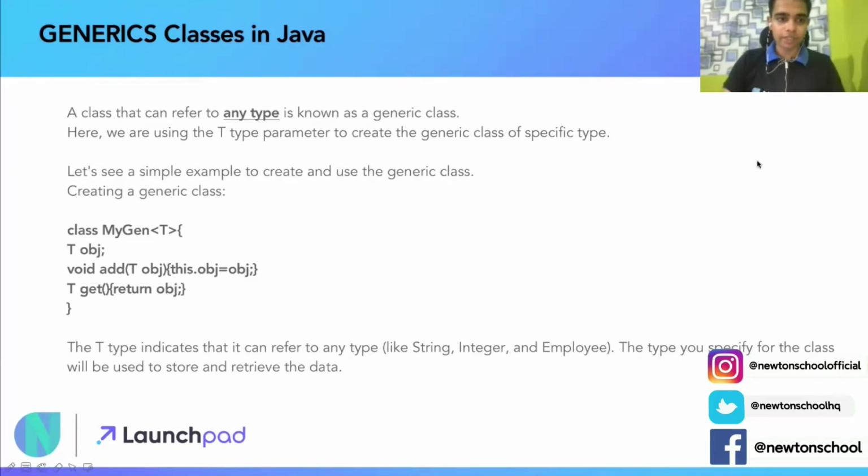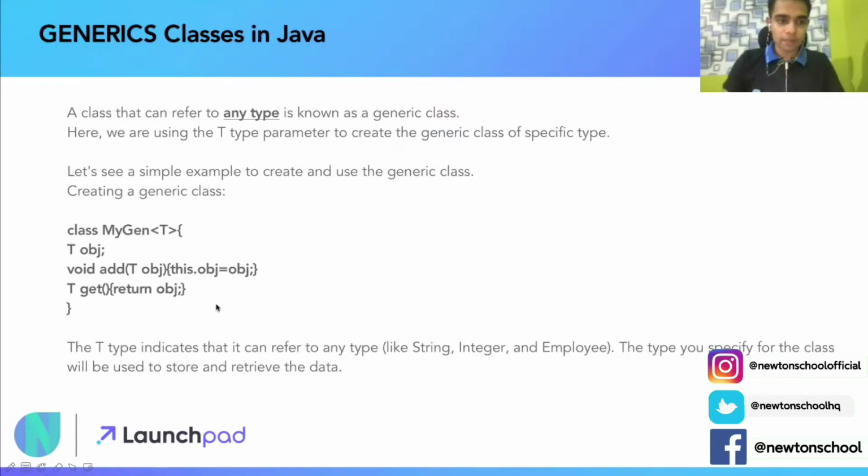A generic class is something that can refer to any type. I repeat, it can be integer, it can be character, it can be any type. A class that can refer to any type is called a generic class. For this example, I'm using a type parameter to create a generic class of a specific type. Let's see a simple example.